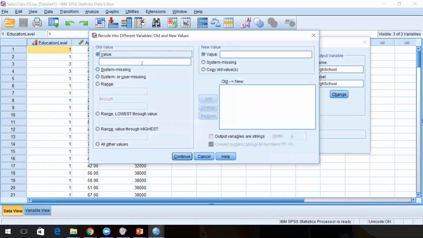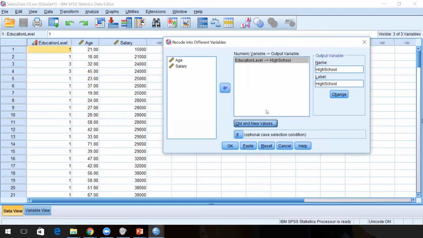And so if someone has a high school diploma, you've got to think about the old values and what the new values would be. 1 means they have less than high school, so they don't have a high school diploma, so they get a 0. If they have 2, that means a high school diploma is their highest level of education, so we give them a 1. If 3, that means some college, so high school is not their highest level, so they get a 0. And 4, having a college degree, they get a 0 too.